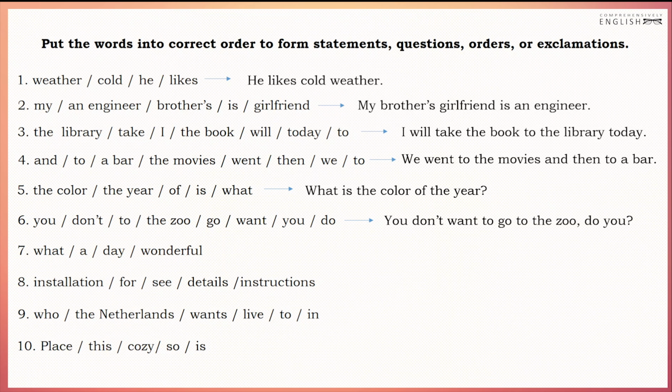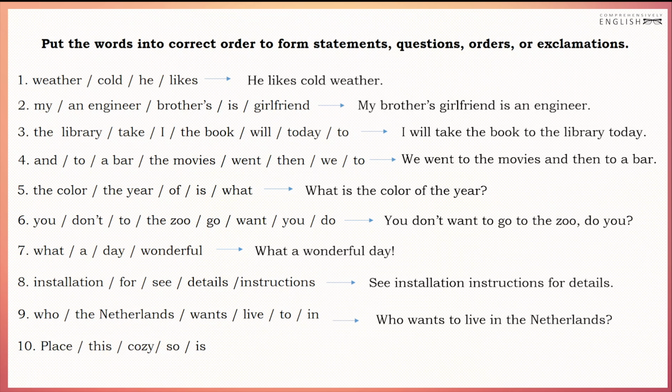Number 7. What a day wonderful. What a wonderful day. It's an exclamatory sentence. Installation for see details instructions. The subject is missing. It's an imperative sentence. See installation instructions for details. Who the Netherlands once lived to in. Who wants to live in the Netherlands?